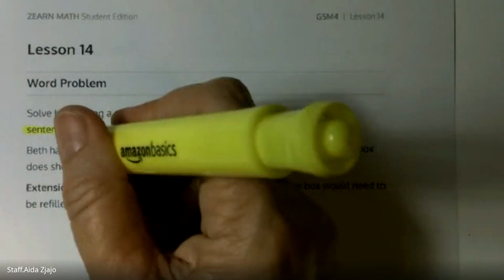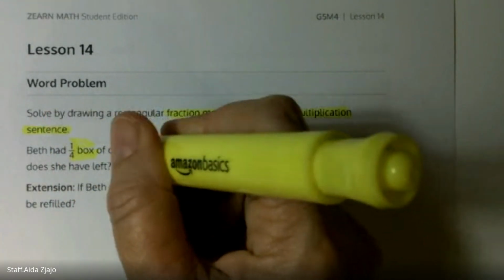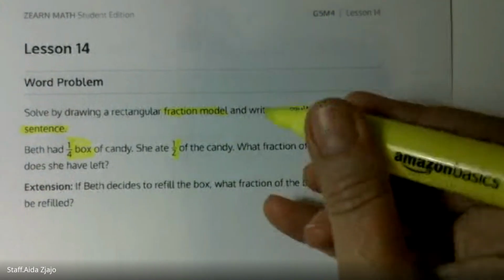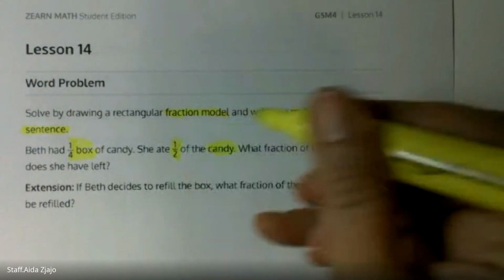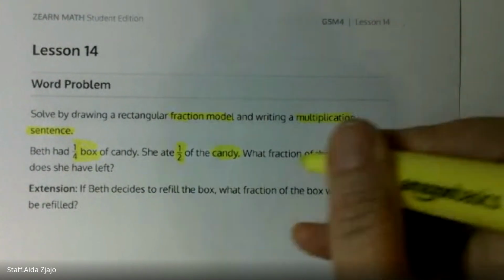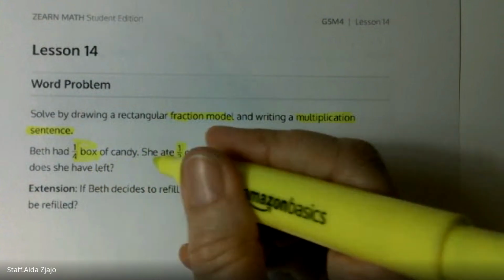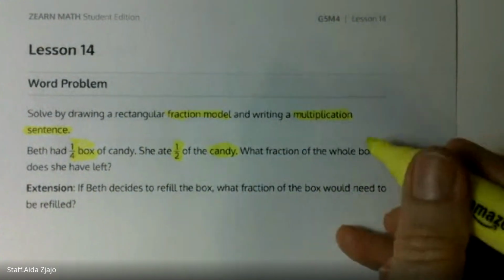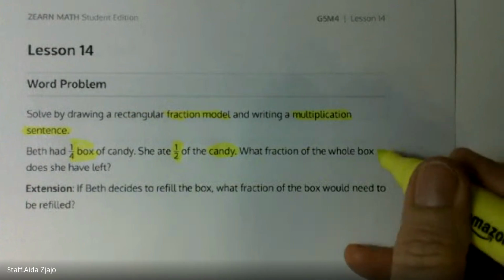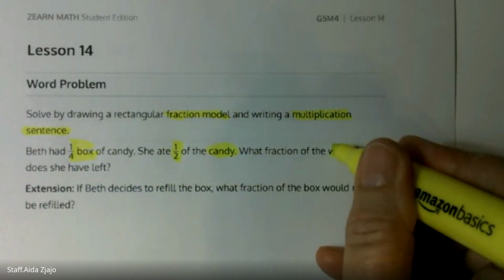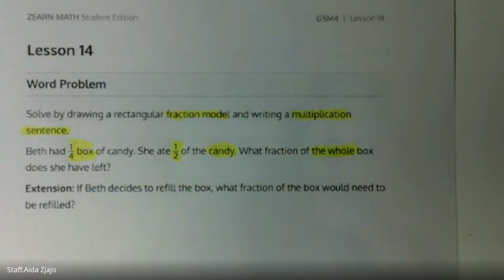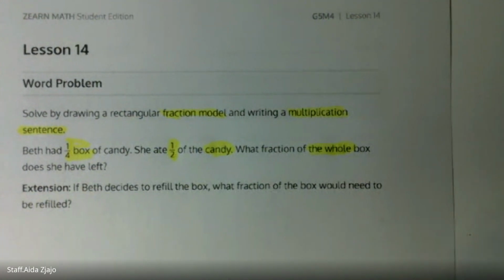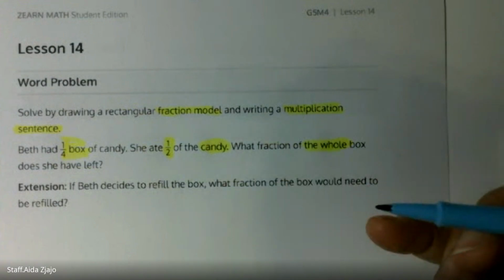Beth had 1/4 box of candy. She ate half of that, half of the candy. What fraction of the whole box does she have left? So, very often kids forget that when you are talking about fractions, you have to think about the whole. This is very important. The whole box, the one that she already ate and the one that she still has.